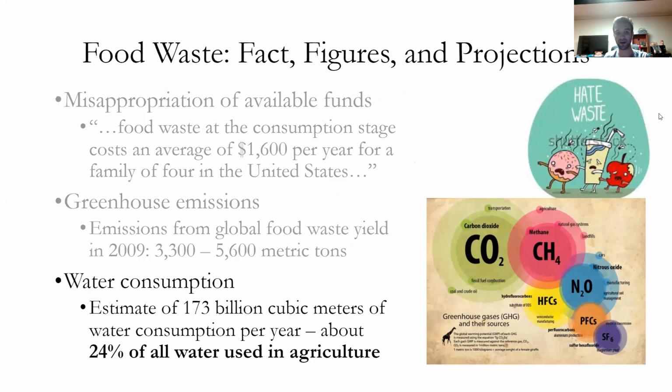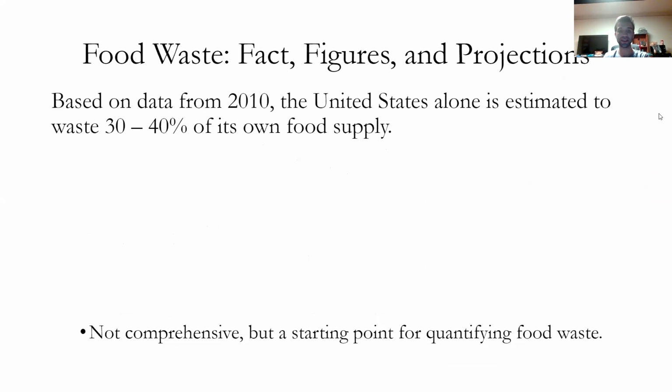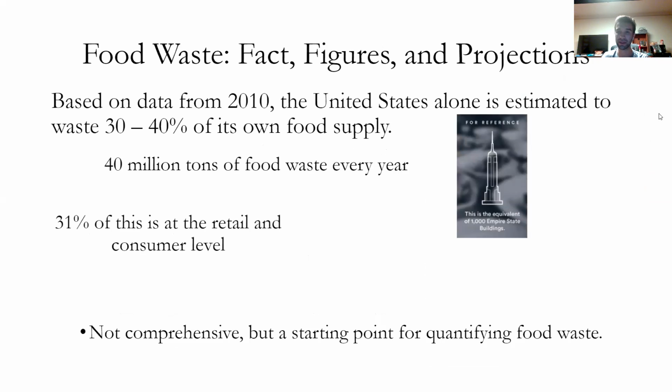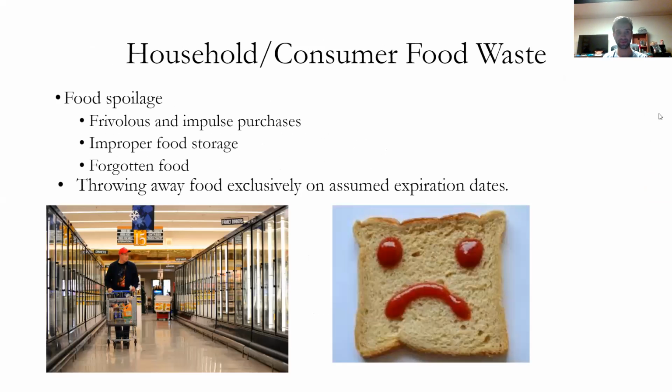About 24% of all water is used in agriculture. Based on the data from 2010, the United States alone is estimated to waste 30 to 40% of its own food supply. Now, this isn't comprehensive, but it is a starting point for us to quantify what's going on. 40 million tons of food is wasted every year, and that's about the equivalent of 1,000 Empire State Buildings. 31% of this is at the retail and consumer level, and 219 pounds per person.